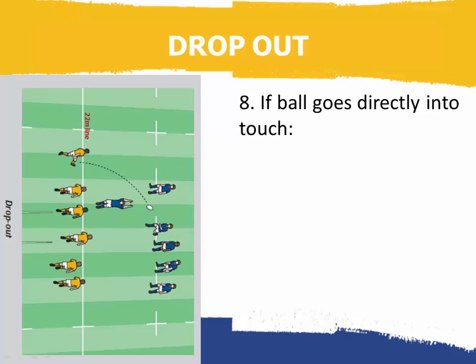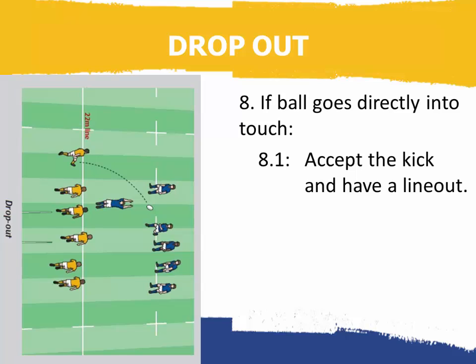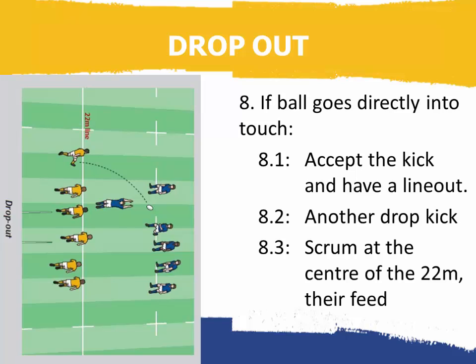If the ball goes directly into touch, the attackers can accept the kick and have a line out, or they can elect for another dropout, or they can have a scrum at the centre of the 22-metre line with their feet. At all times, the kicker's team must be behind the ball unless it is a quick dropout.